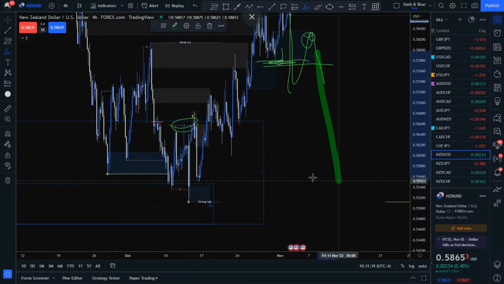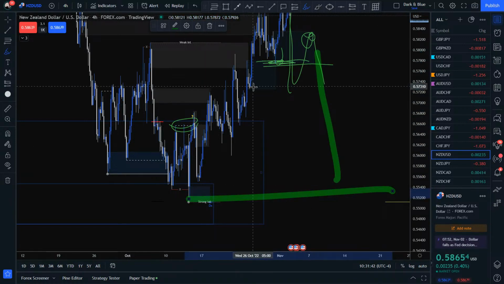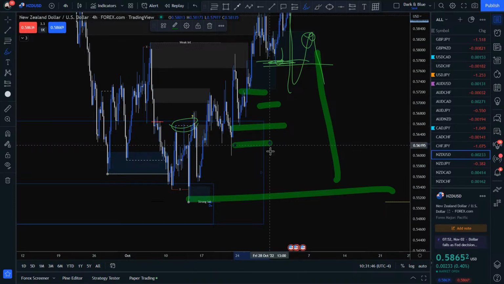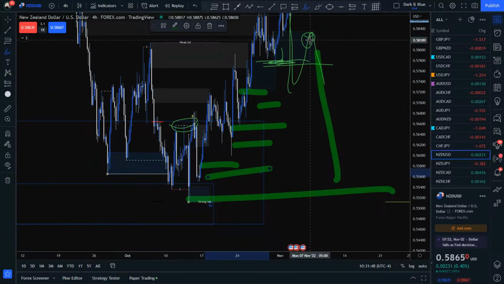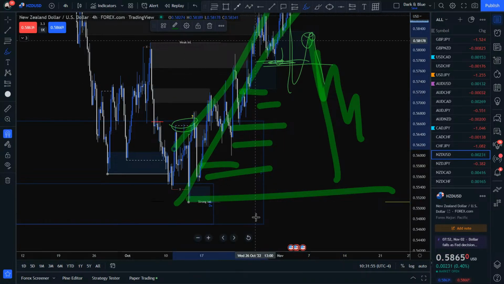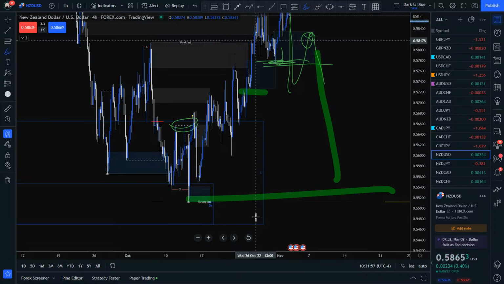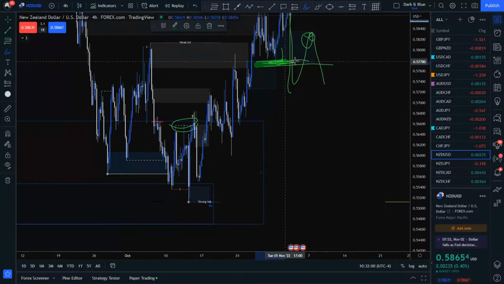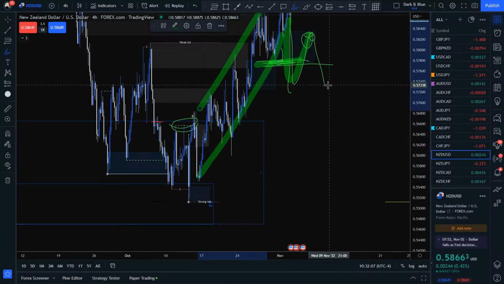Don't swing for the fences looking for this to get taken out. Just go to the next opposing demand zones here and here and here. Have sensible targets because we're going against the internal structure. And this break here could mean that we have a switch from bullish to bearish order flow, so I would like to take advantage of that.